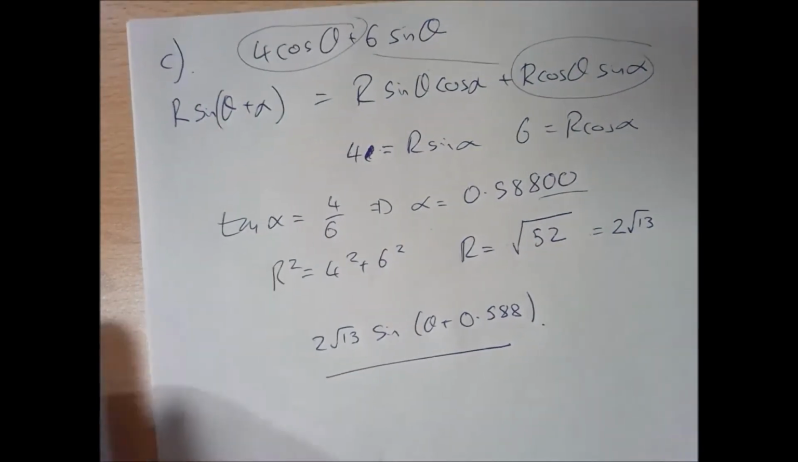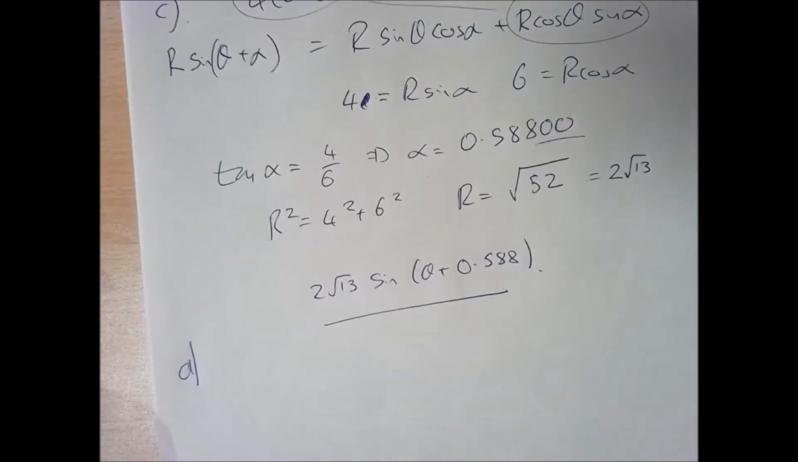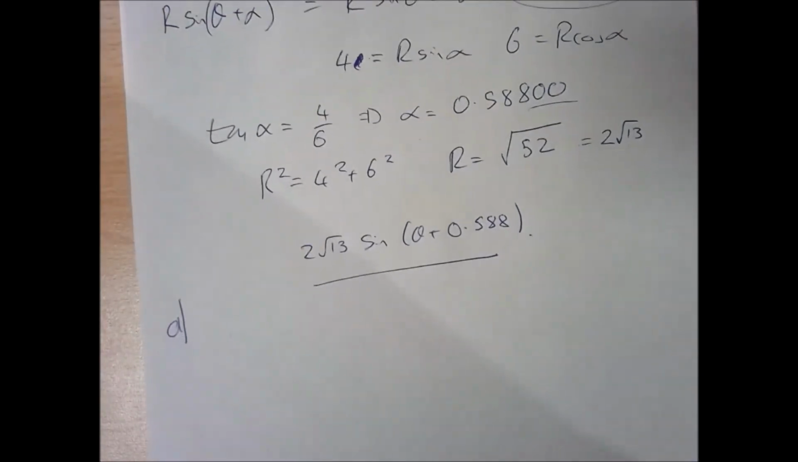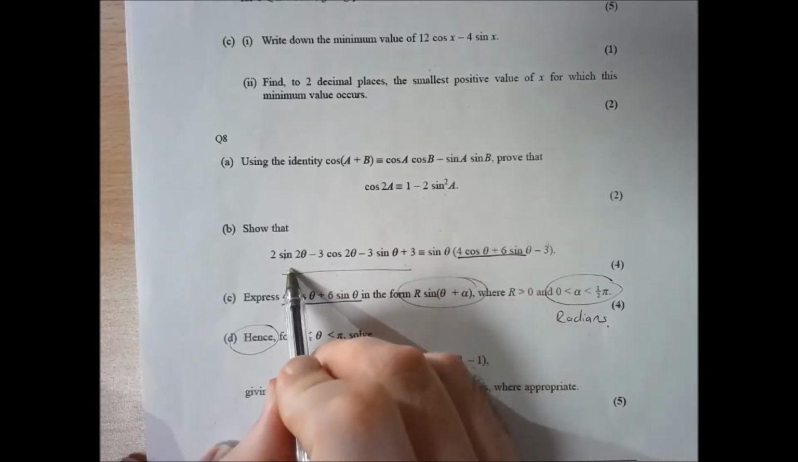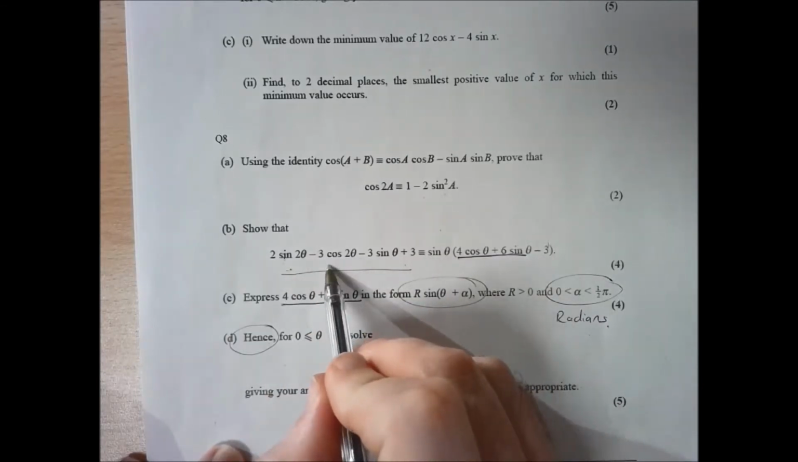Finally, if we look at part D for this question, we'll notice that this question starts with hence. And whenever you see hence, something that we've used before has got to be useful, and in fact has got to be used. It doesn't say hence or otherwise, it says hence, so using what you've already done. We should notice a couple of things. This form here, 2 sine squared theta, we've got a 3 cos 2 theta and a 3 sine theta. Here's our 3 cos 2 theta and here's our 3 sine theta. So we're going to expand this and try and make it look like that.